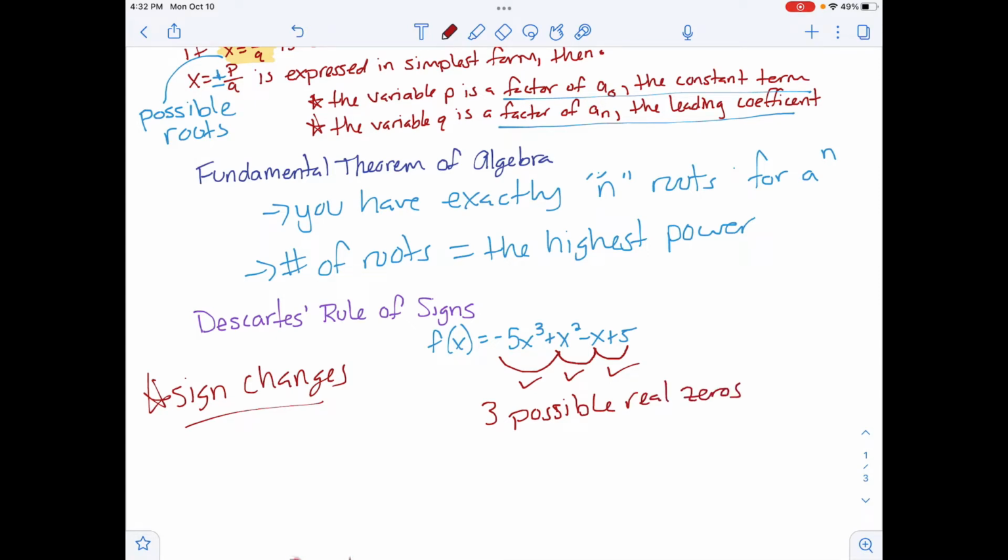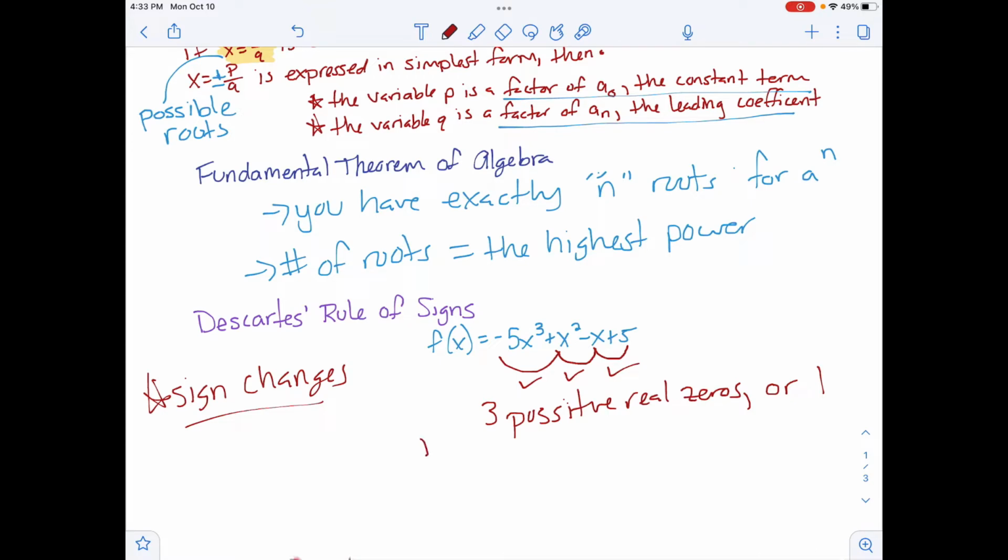Now here's the deal though. You're going to take that 3 or whatever number it comes out to be for that, and you're going to subtract it by 2. So we have 1 possible real positive. Oh my goodness, I can't talk today. Or we have 1 positive real zero. Okay, so if this came out to have 5 sign changes, you could have 5 positive real zeros, 3 positive real zeros, or 1 positive real zero.